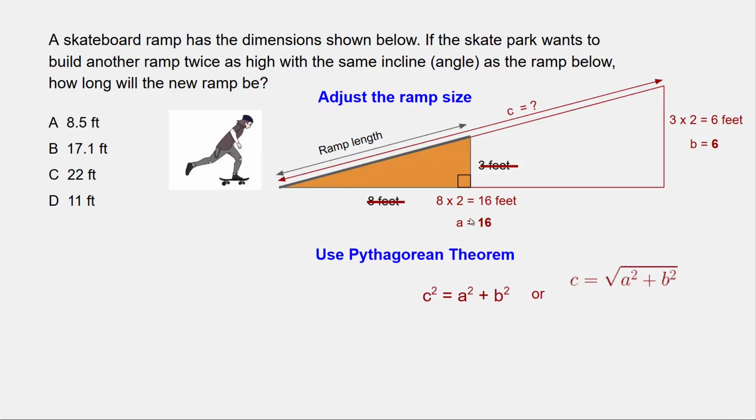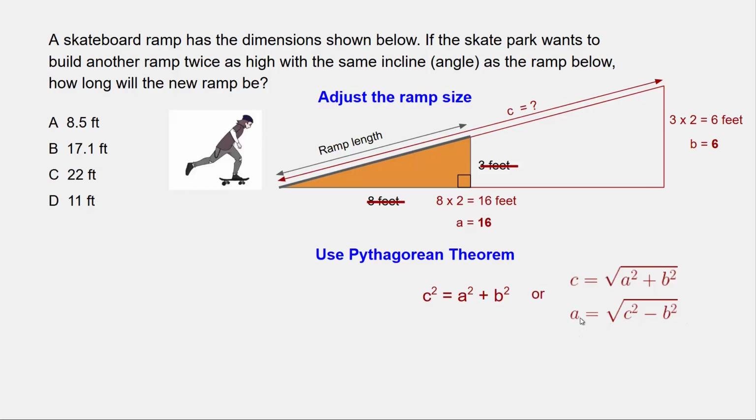If we were interested in finding a missing short side, one of these two sides, not the hypotenuse, we would use a formula like this. A is equal to the square root of C squared minus B squared. And it doesn't matter which one is A and which one is B. You are going to use the one that you have in this side of the formula. And in this case, A is going to be the one that we don't know.